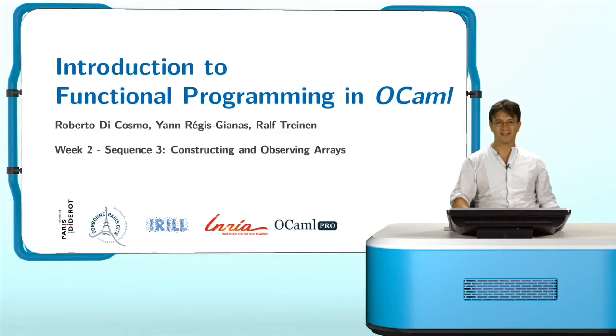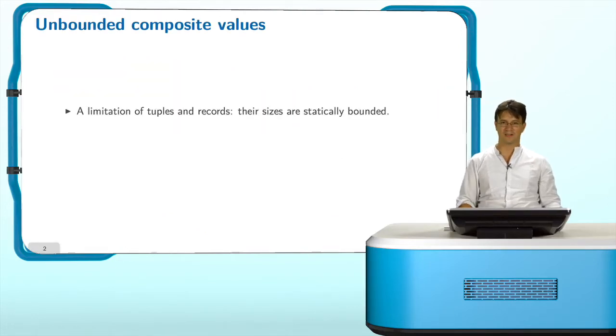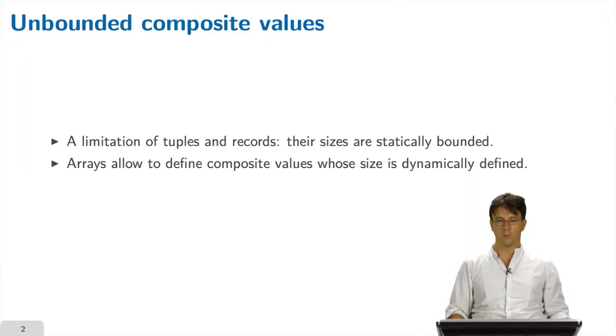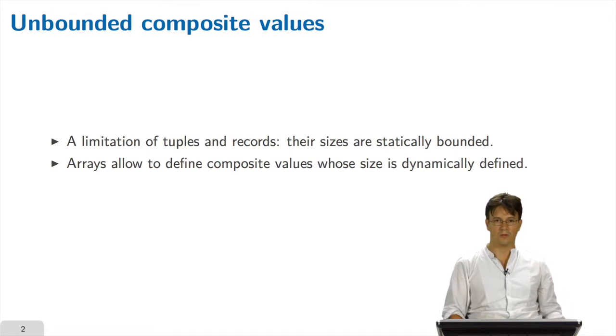So welcome back. We have just seen that tuples and records are very nice, but they suffer from a major drawback. Their size must be statically bounded. And sometimes when you program, you cannot predict how much data you will have to process. That's exactly what arrays are good for. You can define their size dynamically.